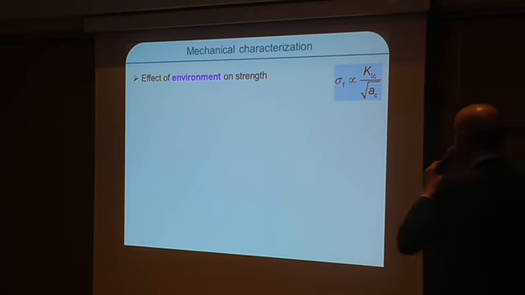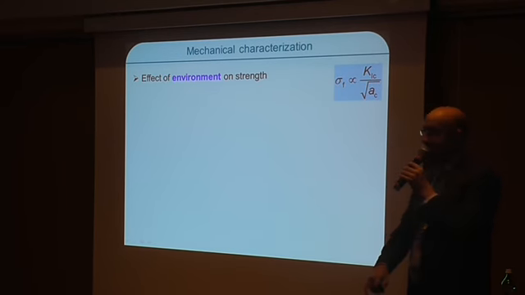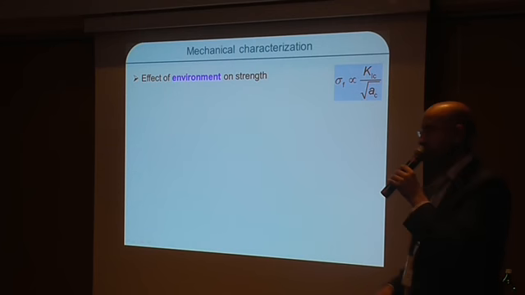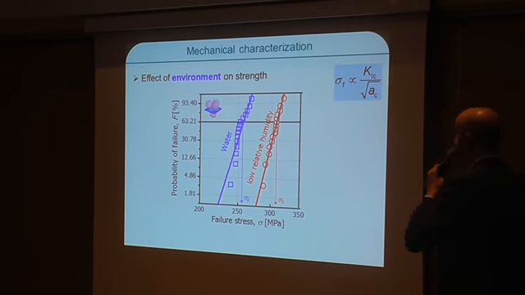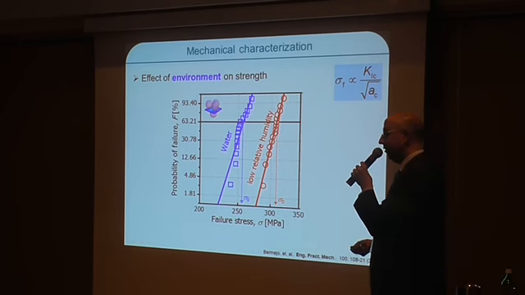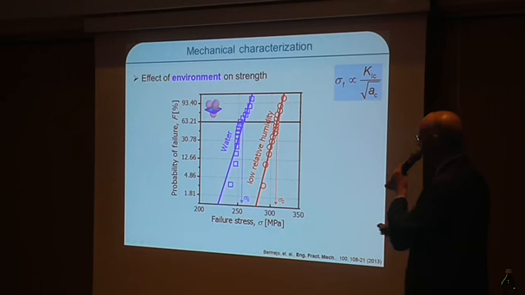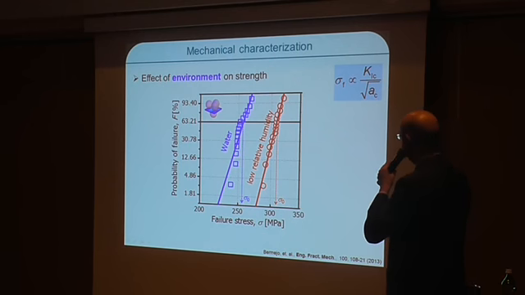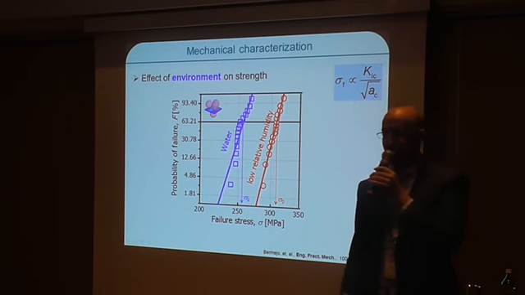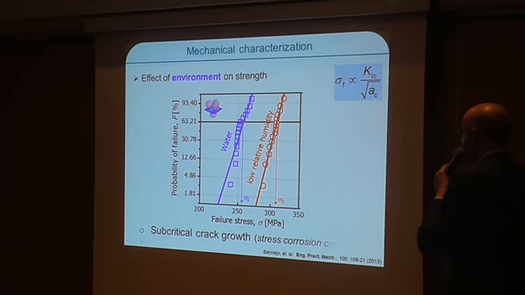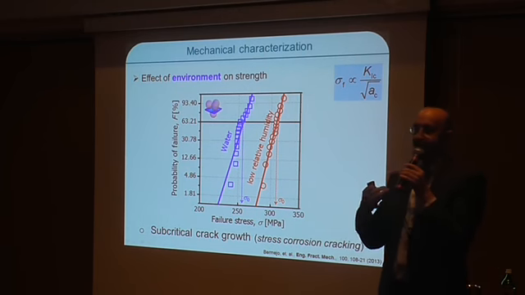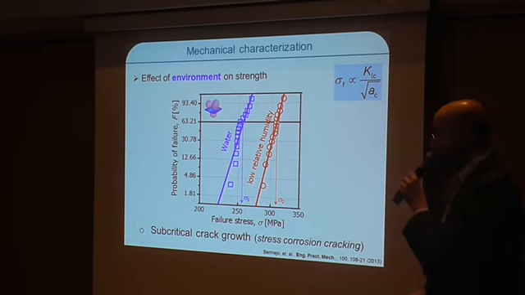I don't know if you're very familiar with environmental effects on glasses or brittle materials, but it's really prominent. It's very well known in glasses, but we also have it in many ceramics, sometimes because they contain glass phases. Just to show one example, if you test ceramic components in a very humid environment, you will obtain much lower strengths than in a low relative humidity environment.